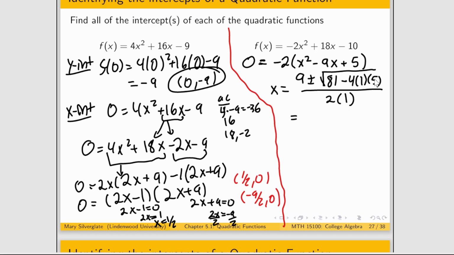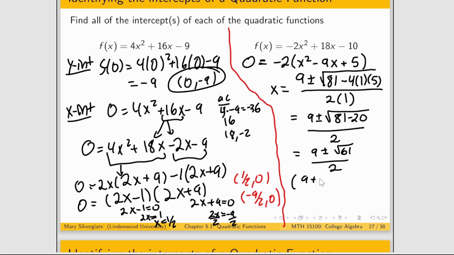4 times 1 times 5 is going to give me 20. 2 times 1 gives us 2. 81 minus 20 is going to give us 61. And as far as I know, 61 doesn't really have anything that goes into it. So I think we're good simplification-wise. So we just figured out there are 2 x-intercepts. One is 9 plus the square root of 61 over 2. The other one is 9 minus the square root of 61 over 2.